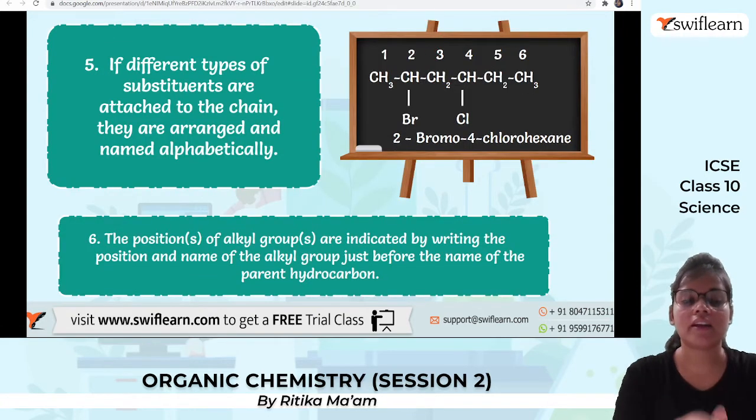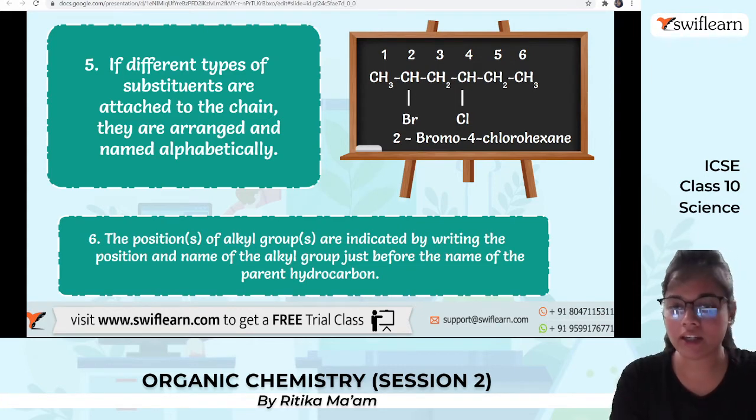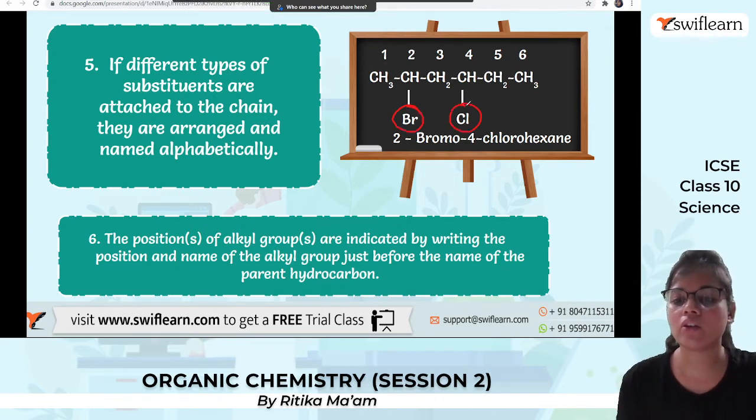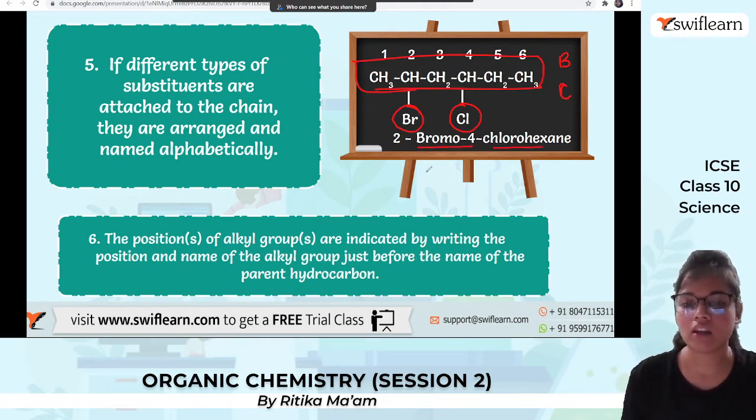Next rule says that if different types of substituents are attached to the chain, then arrange the names alphabetically. For example, if we are having bromine also and chlorine also here, so B comes before C obviously, so that is why we name it here as 2-bromo, 4-chloro hexane. So we go alphabetically.